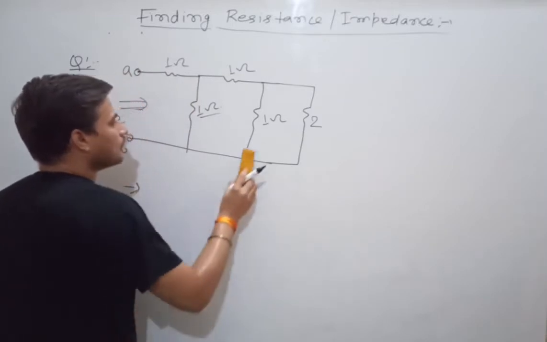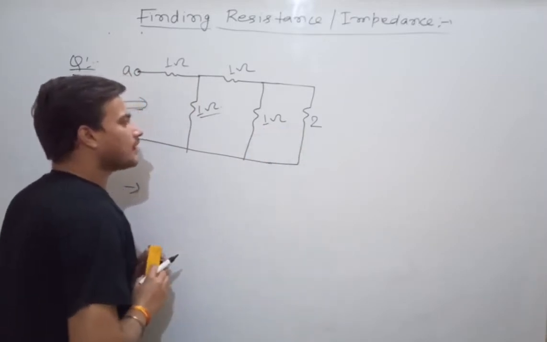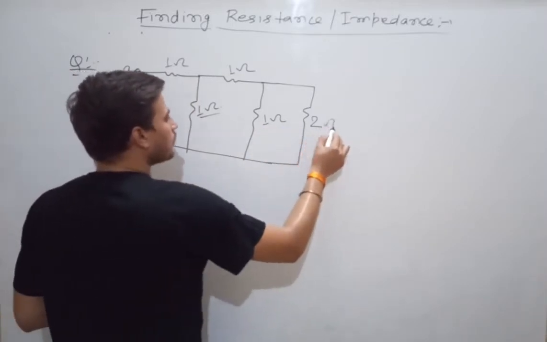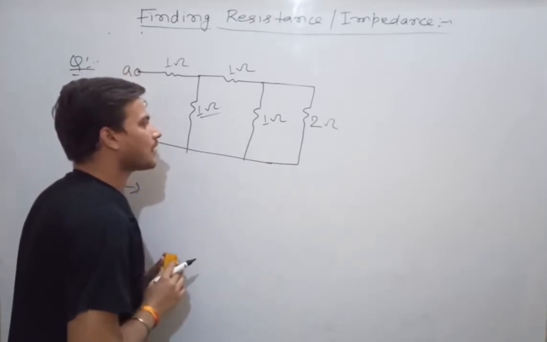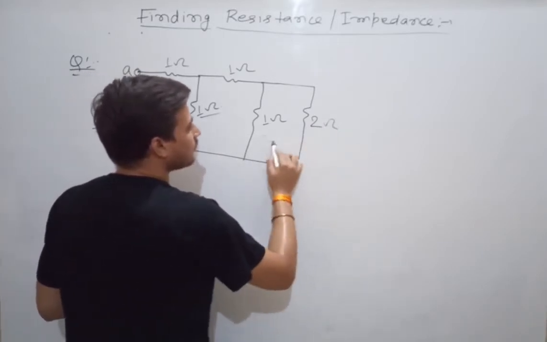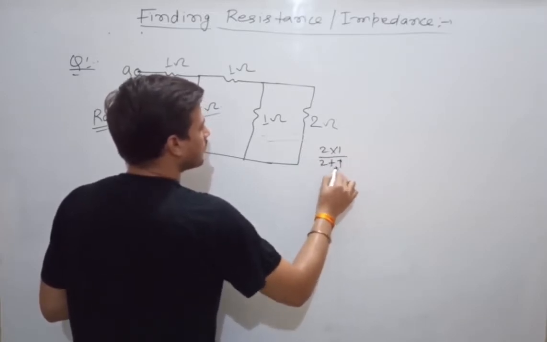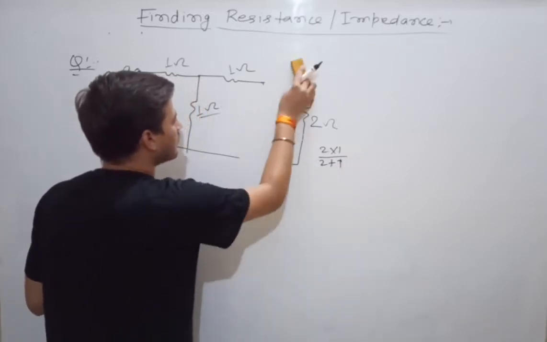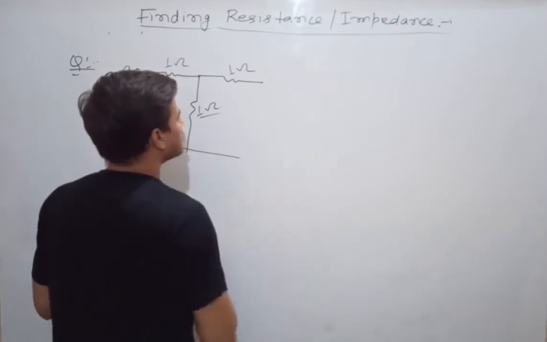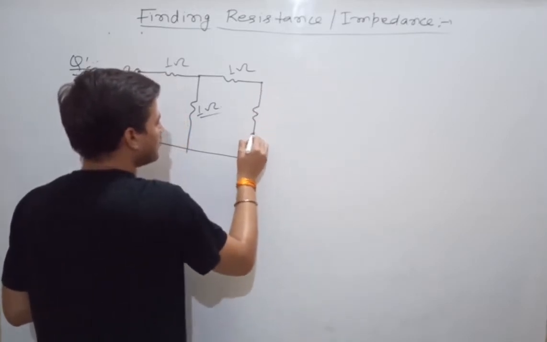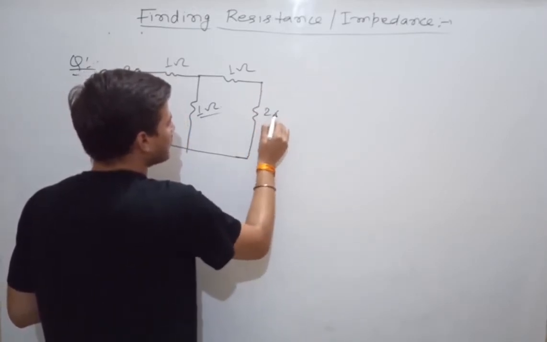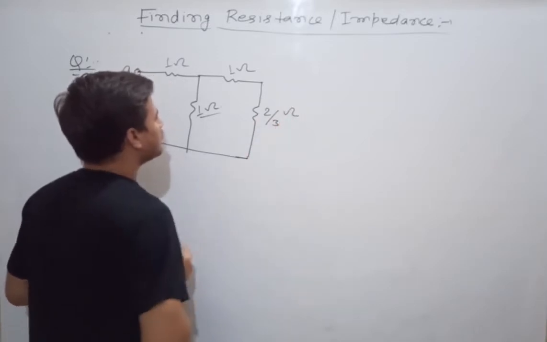Now you see 1 ohm and 2 ohm are connected in parallel. So its equivalent resistance will be how much? 2 into 1 divided by 2 plus 1, that means 2 by 3. Its equivalent resistance will be 2 by 3.